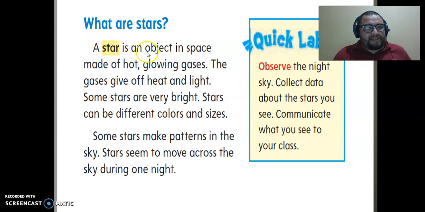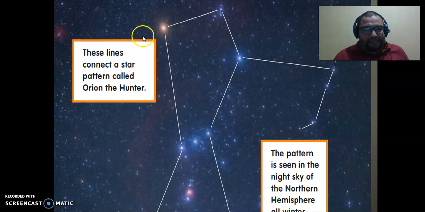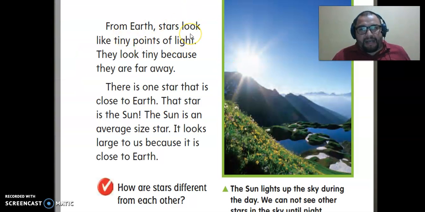A star is an object in space. What are stars? It's an object in space made of hot glowing gases. The gases give off heat and light. Some stars are very bright. Stars can be different colors and sizes. Look at the pictures. The stars, chicas y chicos, make patterns. Patterns can be seen in the night sky of the northern hemisphere in winter. Look, we can see in the sky the different patterns of the stars.